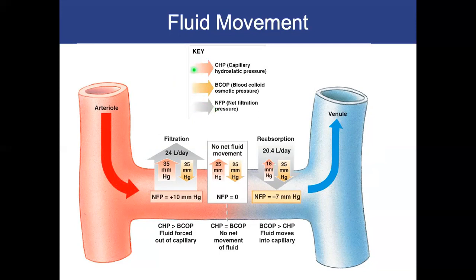So hydrostatic pressure is dictated by what? It's dictated by the heart, right? So you want to think of mean arterial blood pressure, and that's generated by the left ventricle contracting, right? So that's the pressure in the blood vessels. Then the other force that we're dealing with is the blood colloid osmotic pressure. That is the pressure due to particles in the blood.